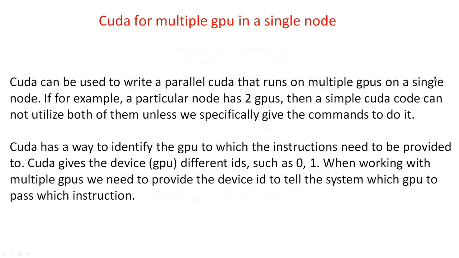As you can see on the screen, CUDA can be used to write a parallel CUDA program that runs on multiple GPUs on a single node. For example, if a particular node has two GPUs, then a simple CUDA code cannot utilize both of them unless we specifically give the commands. That means you have to give one number to one GPU and another number to the other GPU, suppose 0 and 1.